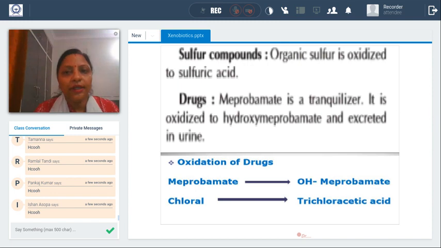Sulfur compounds. Organic sulfur is oxidized to sulfuric acid. Drugs: meprobamate is a tranquilizer. It is oxidized to hydroxymeprobamate and excreted in urine. So you can see here oxidation of drugs, meprobamate to hydroxymeprobamate, and chloral is converted into trichloroacetic acid.